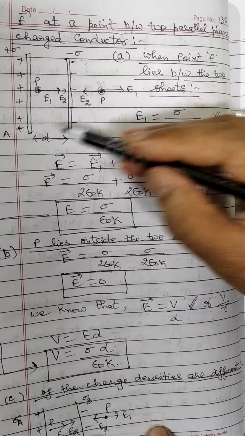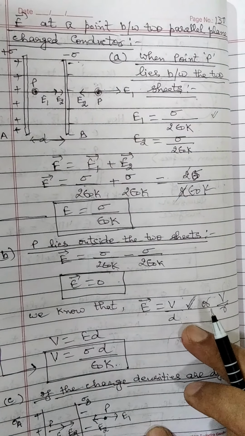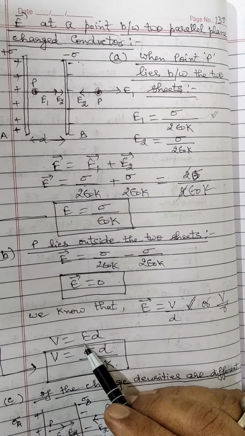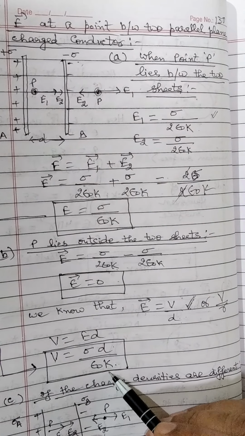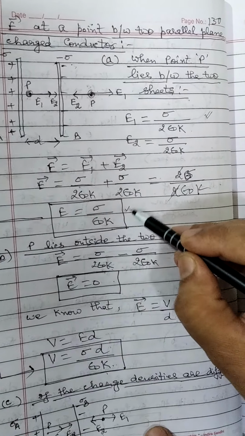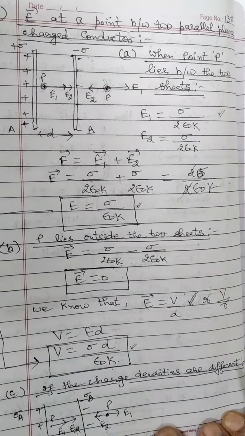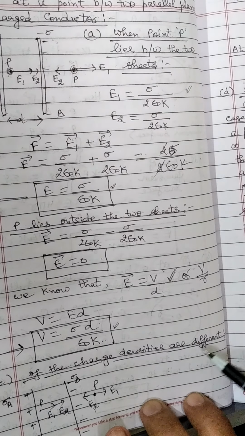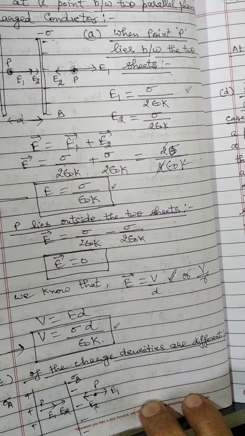So remember it is the distance, either represented by R or D, as you wish. V is equal to E into D, so the potential will be sigma D upon epsilon naught K. So when the point P is inside, the electric field will be this and the potential will be this. Now, if the charge densities are different, here it is sigma A and sigma B.